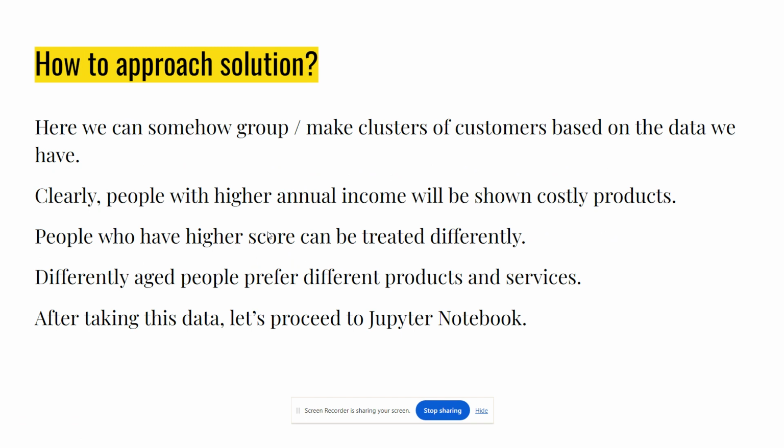Here we can group or make clusters of the customers based on the data we have. So clearly, if you think about this, people with higher annual income will be shown costly products. Why show them cheap products if they can buy high-cost products? Then people who have higher scores can be treated differently. If you like this video, I'll tell you about one more video that you can see on YouTube. It describes how that person used this kind of data for his big market, and he's a big businessman. Then differently aged people prefer different products and services. Different age groups need different products. So that's why we can make clusters or groups of them.